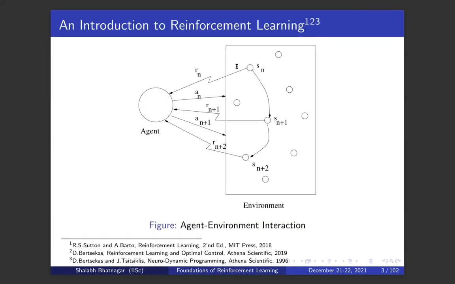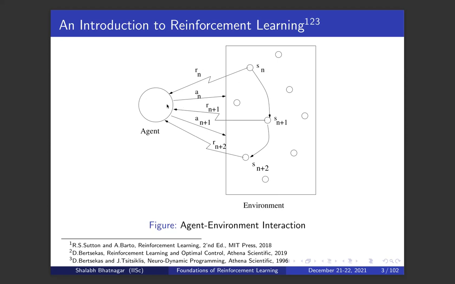So here is a one slide primer on what RL is all about. Essentially, you have an agent that is represented by this circular object, and that is interacting with what we call an environment, which is this rectangle. And the environment can be in one of several states that are represented by these small circles. Let's say the state of the environment at time n is Sn, which is this small circle.